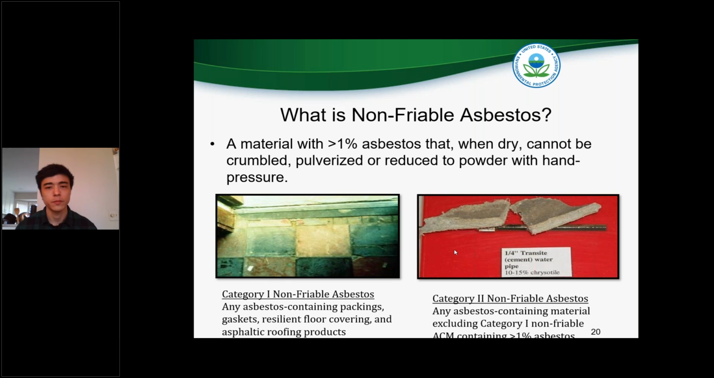are pipe material. And if you look at these pictures, on the left you see floor tile, and on the right you see transite cement water pipe. This is not the perfect picture. This pipe actually looks friable, but I just wanted to show you, cement pipes are typically considered category 2 non-friable. We can go to the next slide.